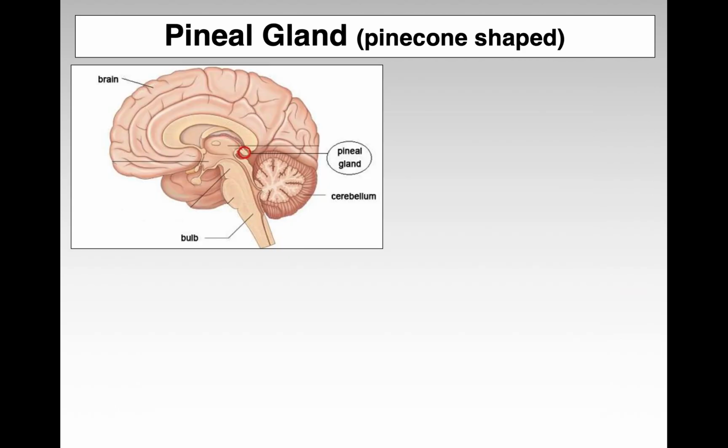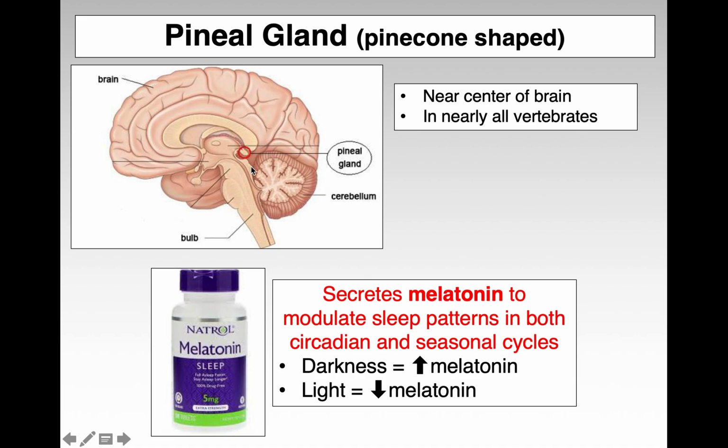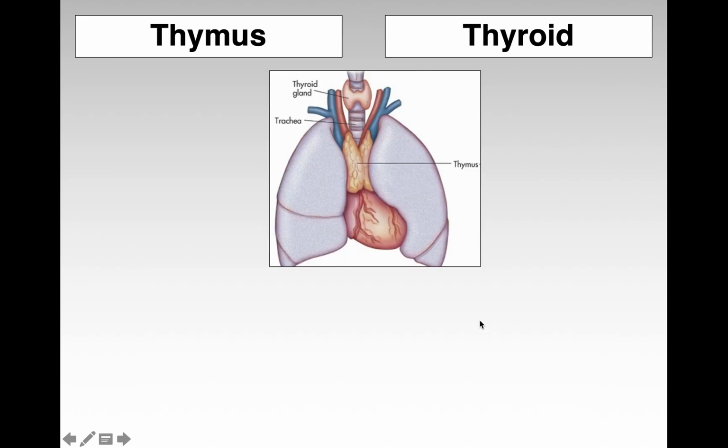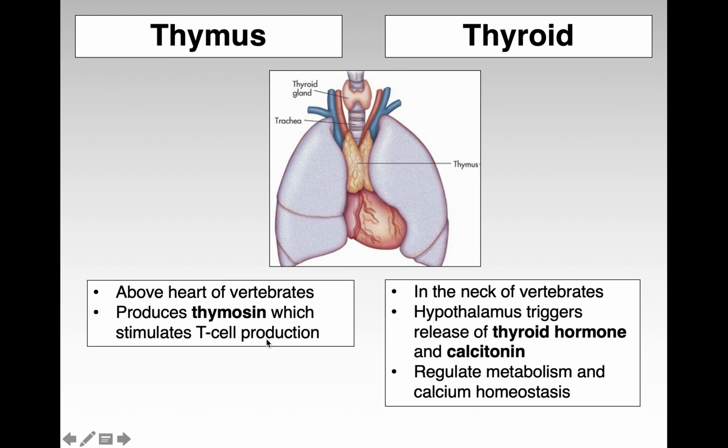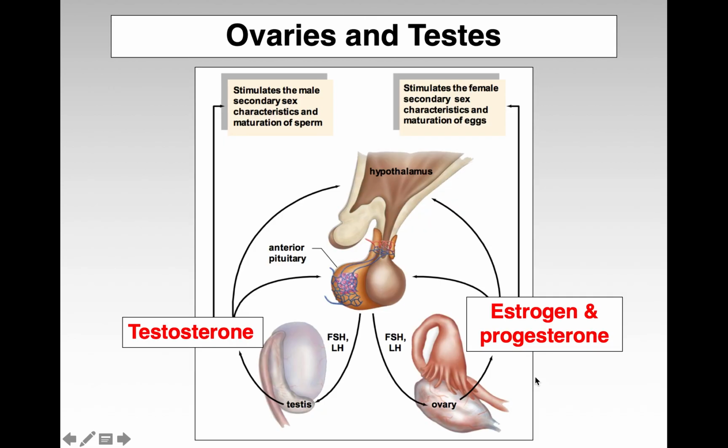The pineal gland is this teeny tiny little pinecone shaped gland, and it secretes melatonin. And so thymus produces T cells, which are really important in the immune system, and the thyroid is involved in regulating calcium homeostasis. Ovaries and testes, also really important endocrine hormones. Testes are going to be giving off testosterone, ovaries are going to be giving estrogen and progesterone, right?